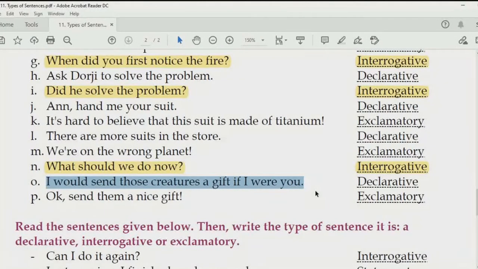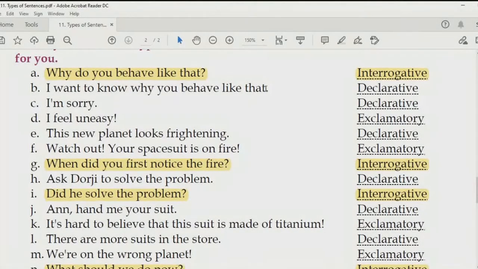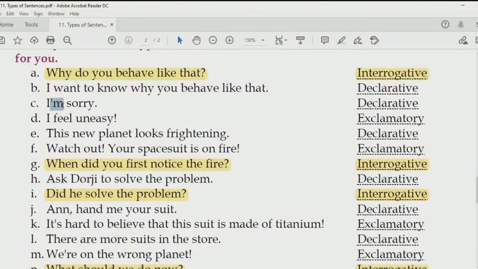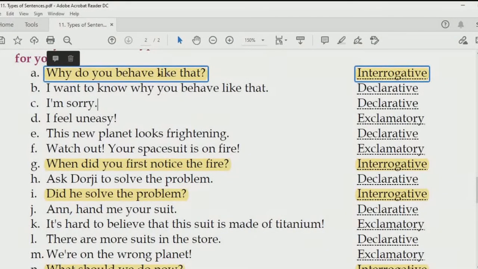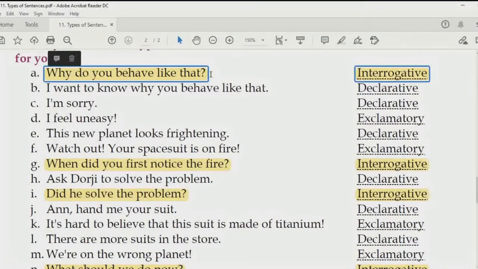You must have noticed some more changes when I spoke these sentences. Because you must have noticed that in all these sentences, at the end we have a full stop. We do not have a question mark. When we have a question mark, the sentence goes from down to top. Our voice goes from down to top. Just notice the difference when I say this sentence and when I say this sentence. I'm sorry. Why do you behave like that? So you must have understood how the voice changes with the type of sentence.